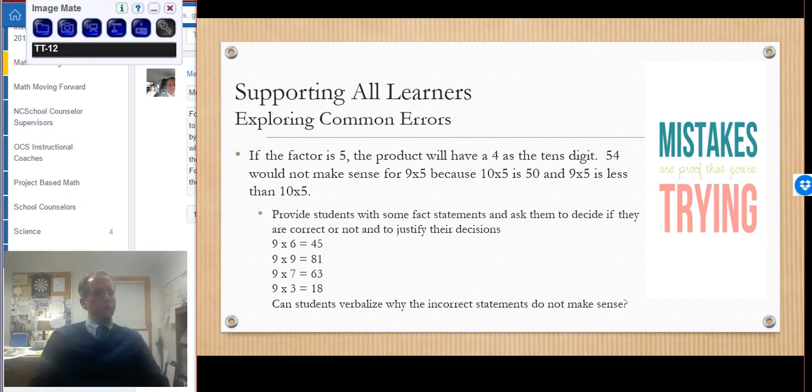9 times 9, well, let me think, 9 times 10 would be 90. Well, that's 9 less, that's 81, that works. 9 times 7 is 63. 9 times 3 is 18. Well, again, is it close enough to that?